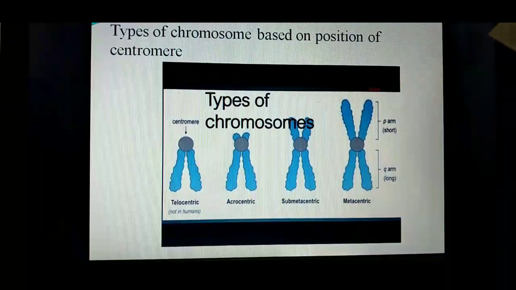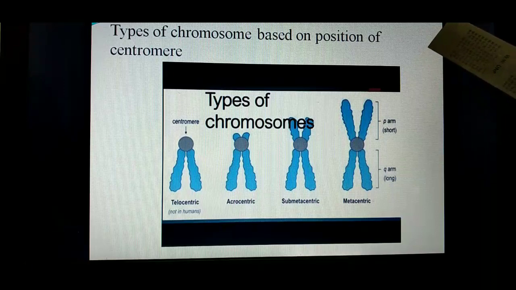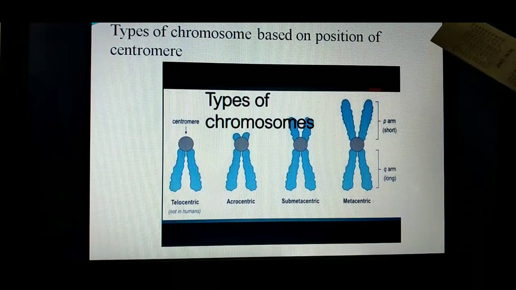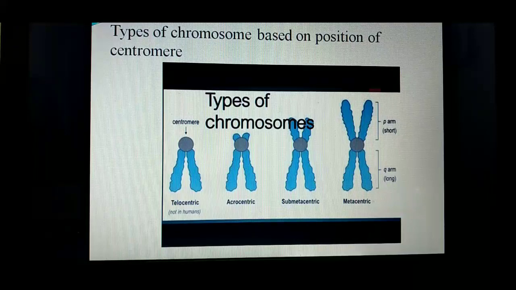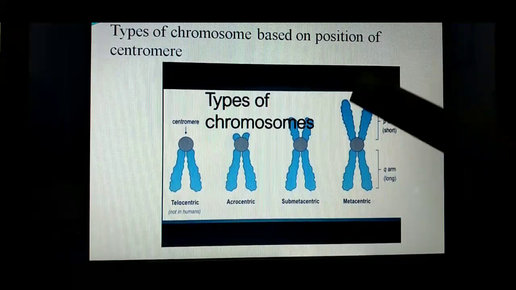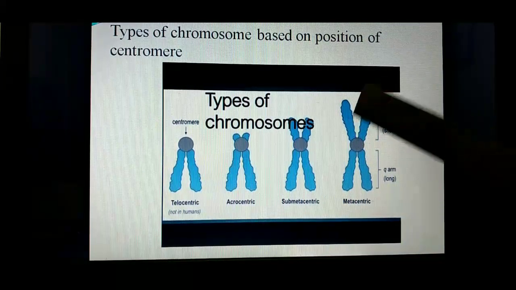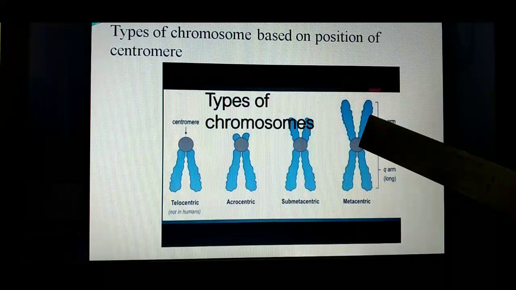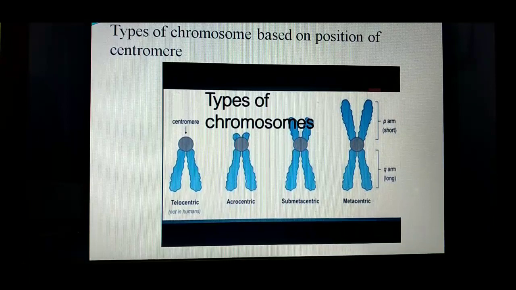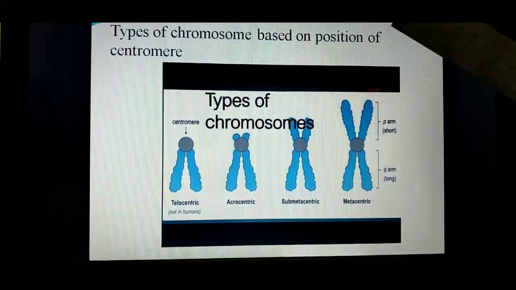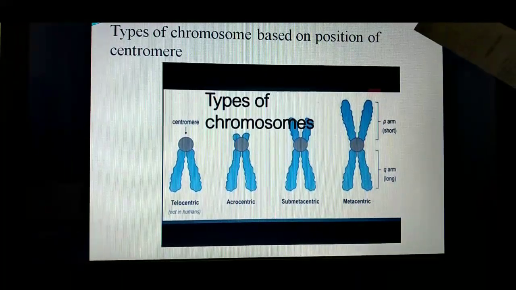Now let's study the types of chromosomes based on the position of the centromere. We know the centromere is the meeting place of the two chromatids. Here two chromatids are there. These two chromatids meet at a particular point, called the centromere, also called the primary constriction. Based on the position of the centromere, the chromosomes are classified into four types.